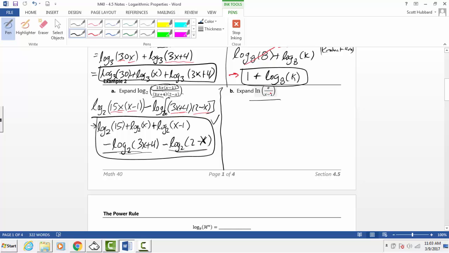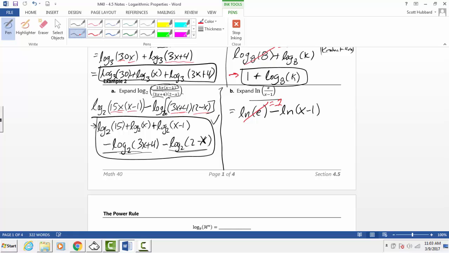Let's expand this one out, ln of e over x minus 1. So I see it's a quotient rule first, so it's going to be ln e. And then that's the top, so it's positive. It's going to be negative, subtracting the one on the bottom, x minus 1. Now, is there anything else we can do here? You betcha. We can get rid of that because that's going to equal 1.